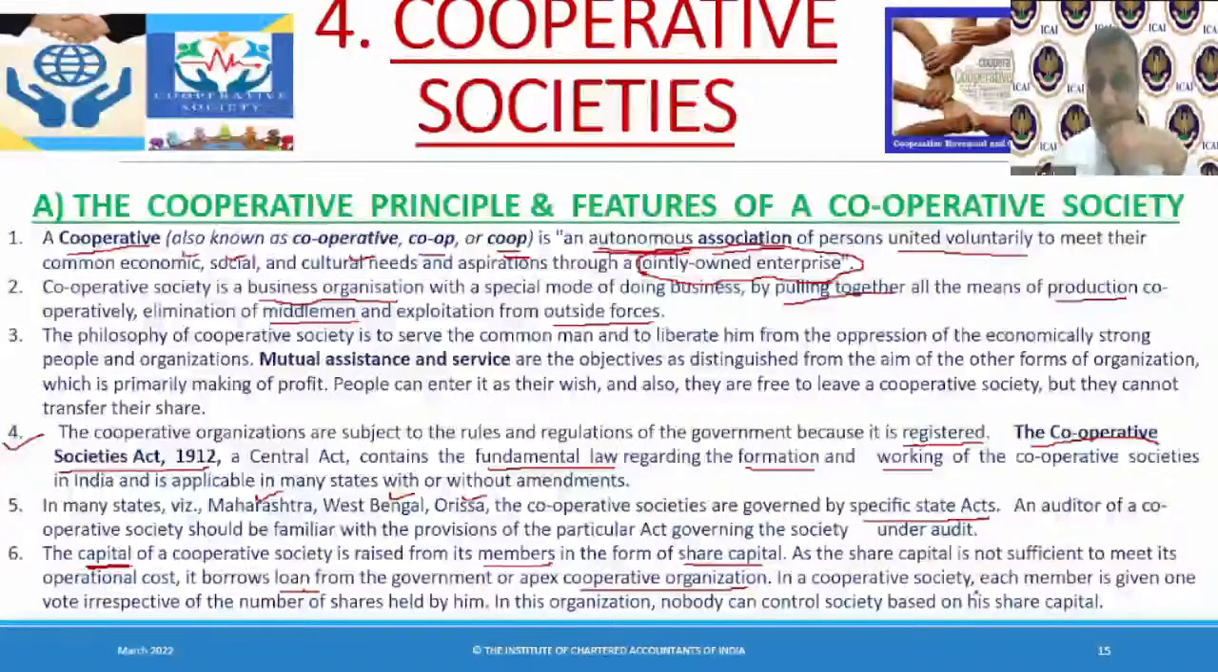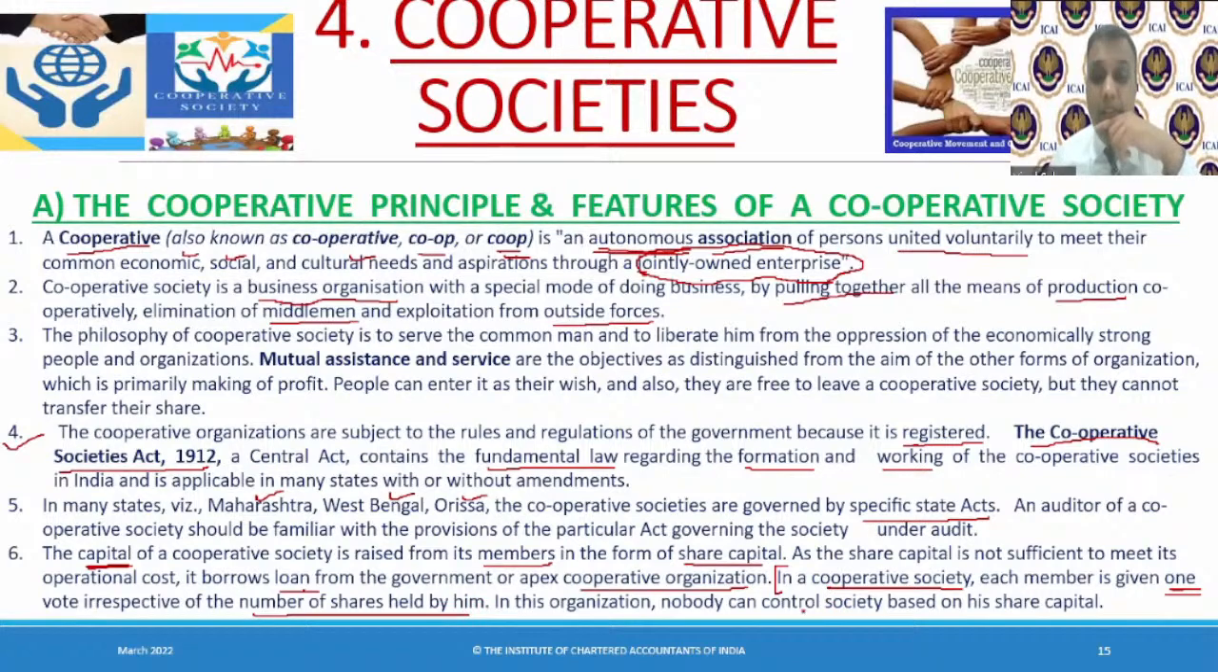In a cooperative society, each member is given one vote. Very important point for your MCQ. In a cooperative society, each member is given one vote, irrespective of the number of shares held by him. So the voting rights are on a membership basis, per member, not on the basis of the shares held by them.